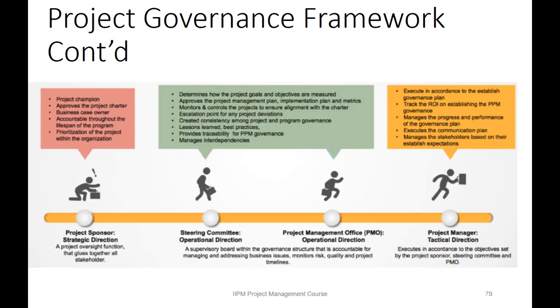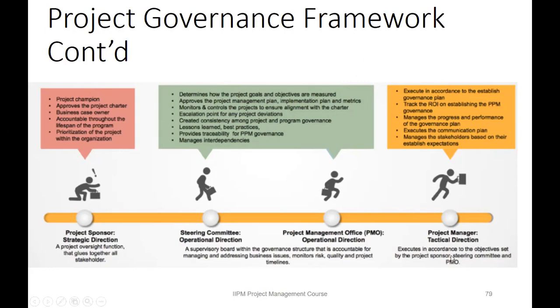Then for the steering committee, the operational direction, their role is advisory board within the governance framework. That's both the steering committee and the project management office. They are both on the operational direction. So they provide an advisory board within the governance structure, accountable for managing and addressing business issues, monitoring risk, quality, and project timelines. So you have their roles there. Determine how the project goals and objectives are measured, approve the project management plan, implementation plan, and metrics, and every other thing that follows.